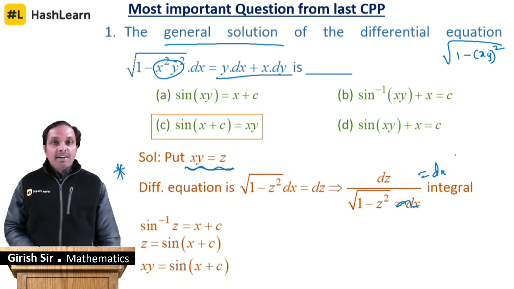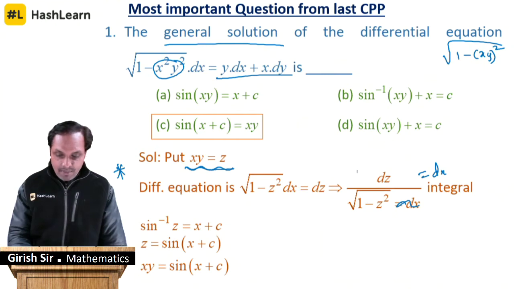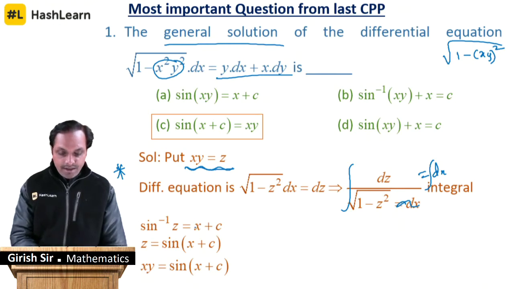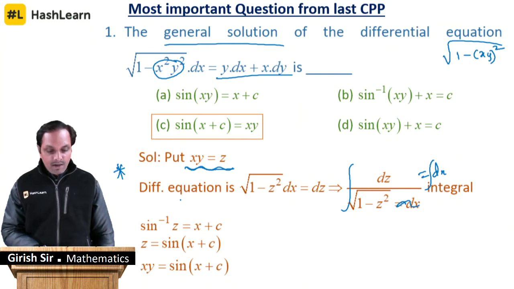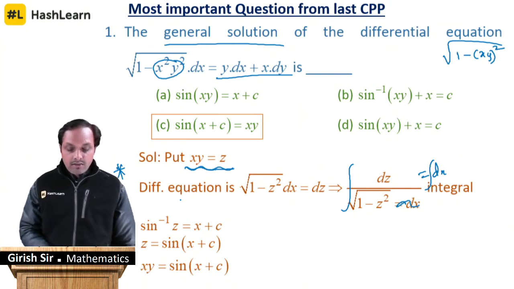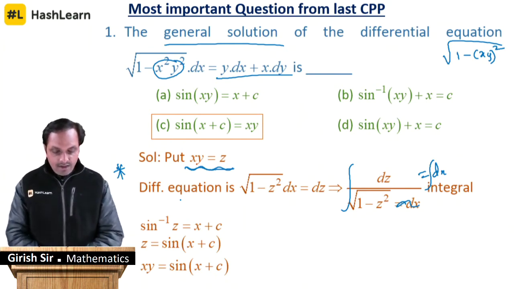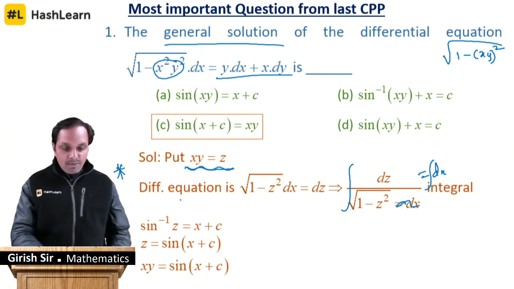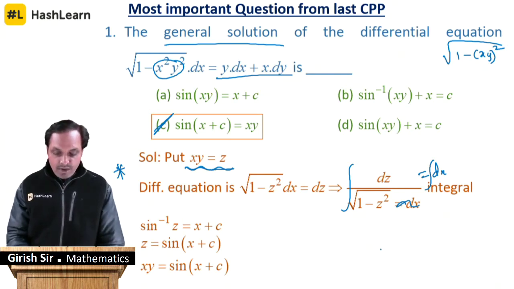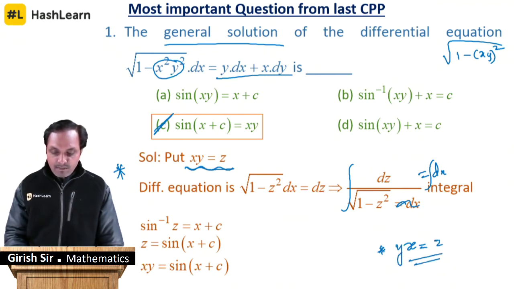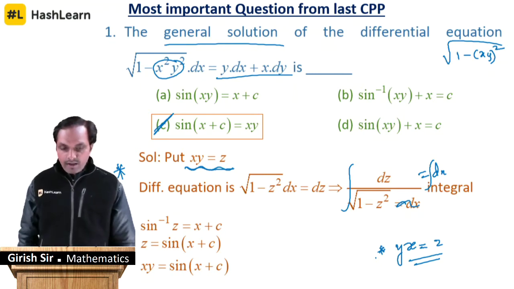Next, when you integrate this part, you will get sine inverse z, and the integration of dx is x. When you shift the inverse to the right side, it becomes sine of x plus c. So z is equal to sine of x plus c, and z is nothing but x into y, which is reflected in option C. So that was the answer, and the most important part of this problem is what you need to substitute. You need to substitute x into y as z. This is the most important substitution which you need to remember.